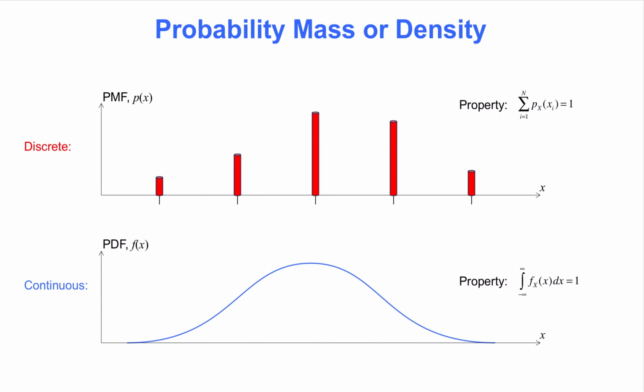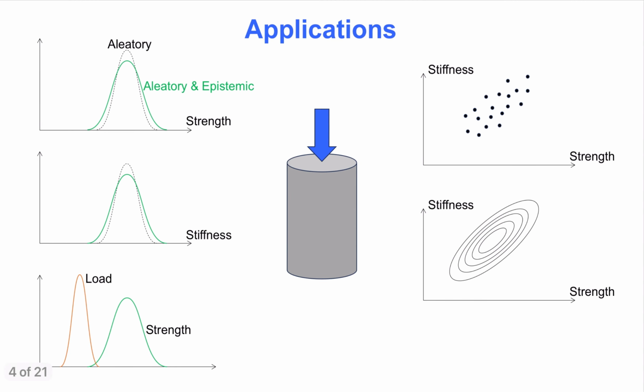The next slide shows one application for continuous random variables. The figure in the middle suggests the compressive test of a concrete cylinder. This is an experiment that is common in undergraduate education in civil engineering. If we test many cylinders and carry out statistical inference on the results, then we can sketch the probability distributions shown on the left-hand side.